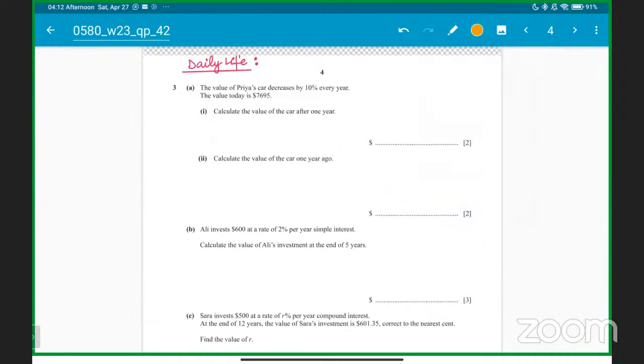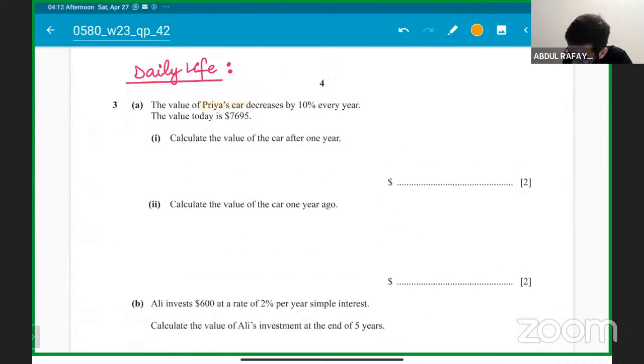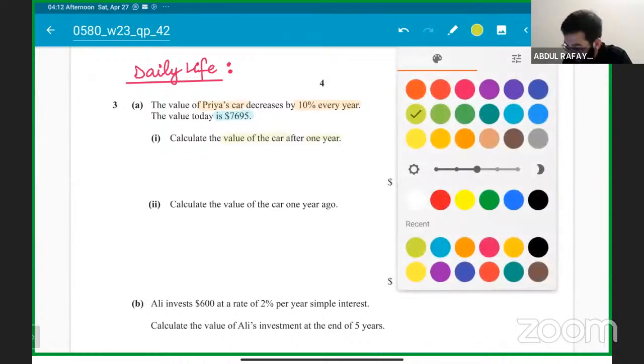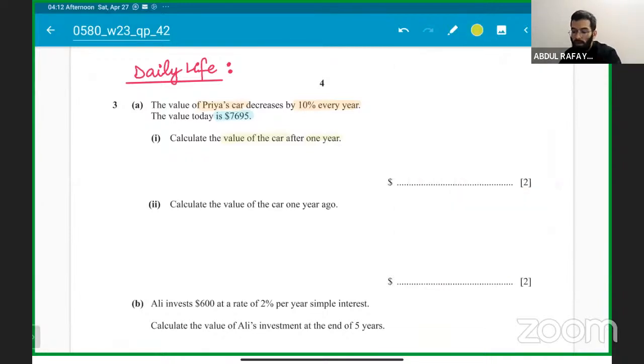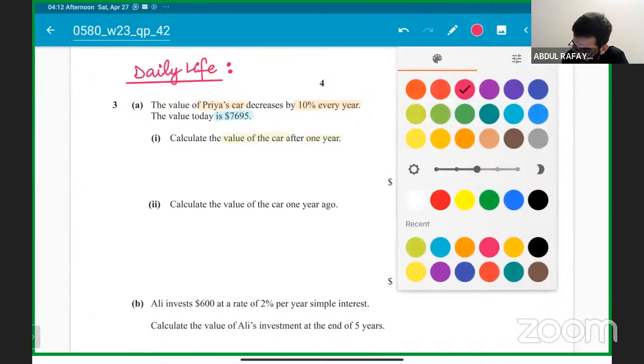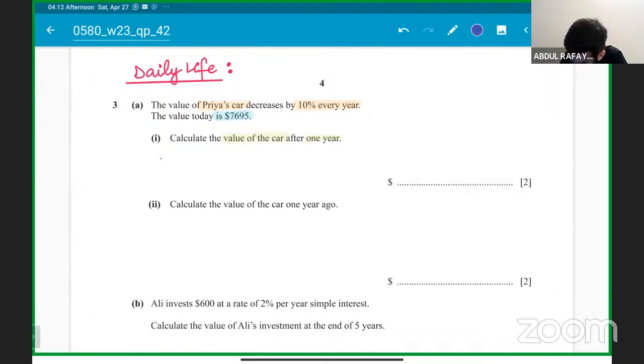The value of Priya's car decreases by 10% every year. The value today is 7,695. Calculate the value of the car after 1 year. The value decreases by 10% each year. It's a very simple, decent question, although they could have made it tricky as well. What will be the value of the car after 1 year?